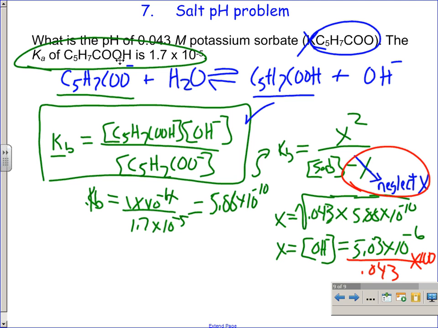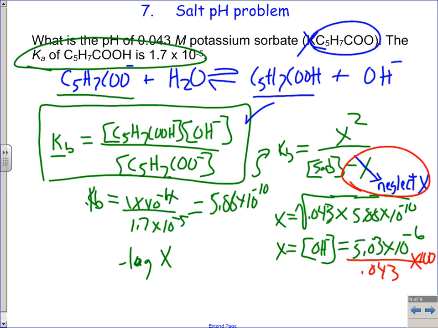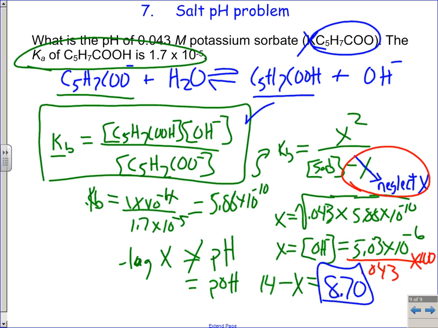So to finish, we now have our confirmation that neglect x was valid, so that means this is a valid OH minus concentration. And here's where you got to be careful. This is OH, so if you take the negative log of our x, we are not getting pH. What we're getting is pOH. So we would take the negative log of our OH minus, and then we would subtract that from 14 to get our pH, which in the end ends up being 8.70. So watch out, it's a base reaction.